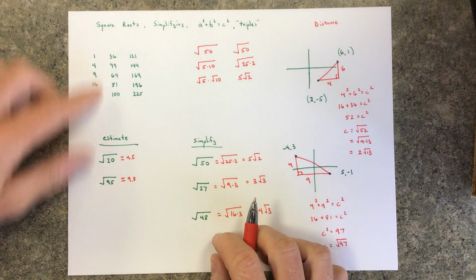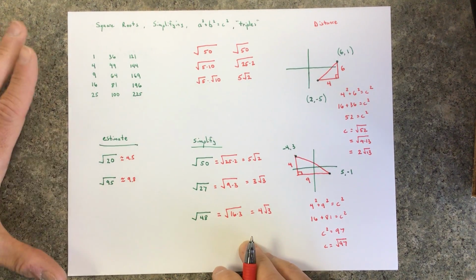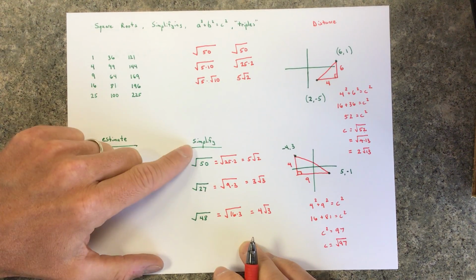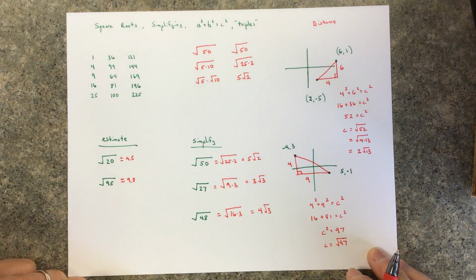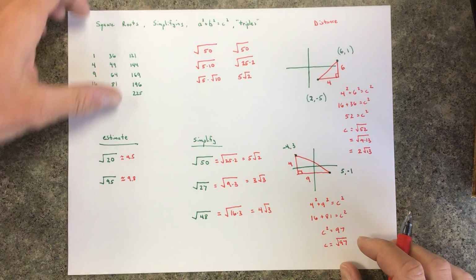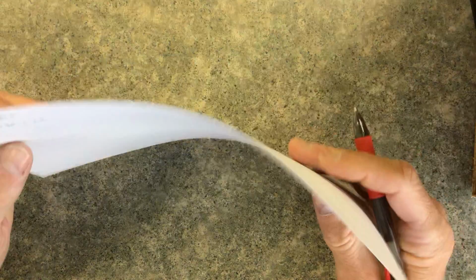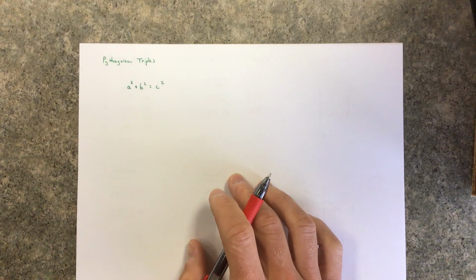Okay? So, got to know the perfect squares, should be able to estimate their values. Remember, they're just numbers. Should be able to simplify them. We need to be able to simplify them because we are going to get square roots when we do the Pythagorean theorem, when we find the distance between 2 points. And then the last thing I guess I wanted to mention is what it means to be a Pythagorean triple. I might use that word in class.